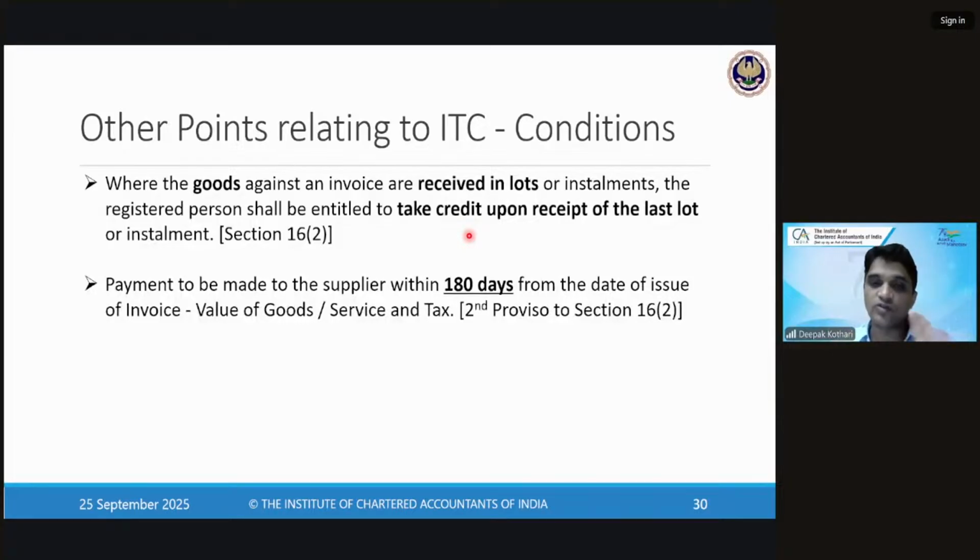अगर आप 30 जून को पेमेंट नहीं करते हो तो 1 जुलाई को आपको आईटीसी रिवर्स करना है विद इंटरेस्ट. So payment has to be made to the supplier within 180 days from the date of issue of invoice is this second condition. These are all conditions apart from section 16(2).